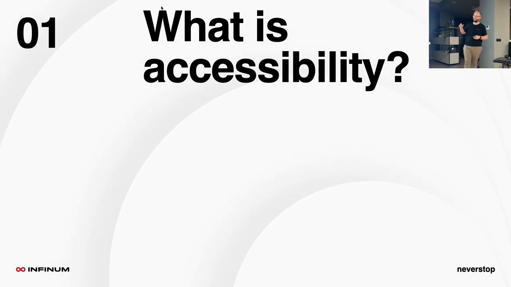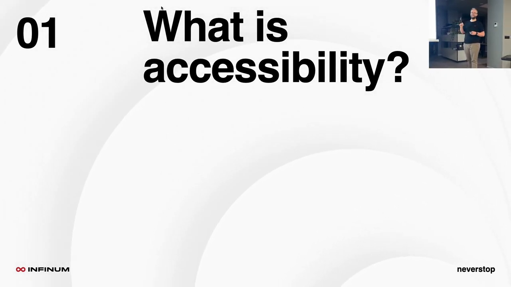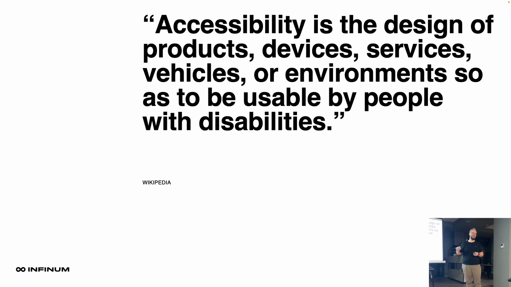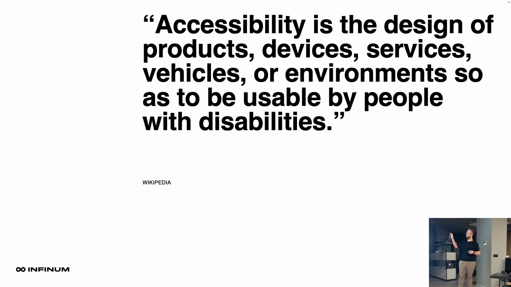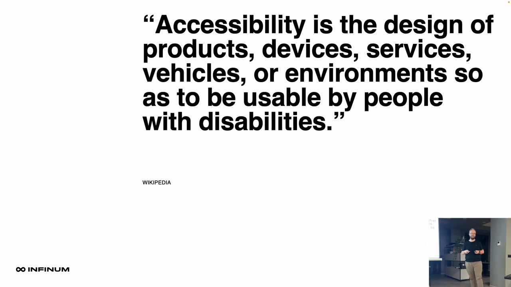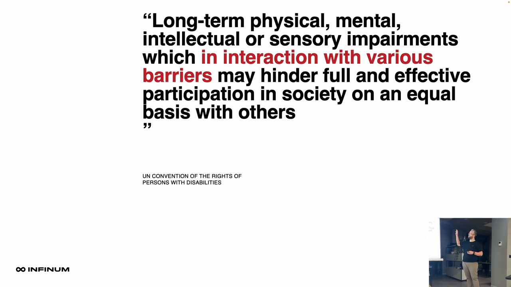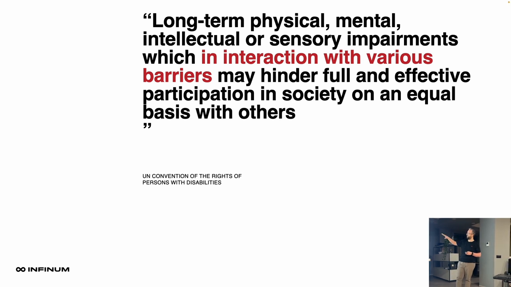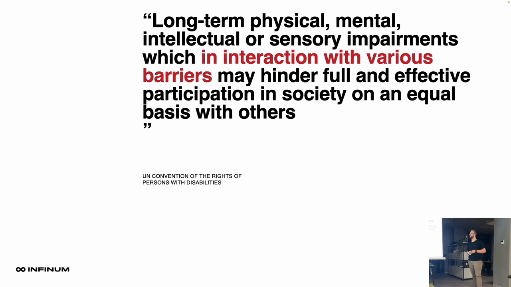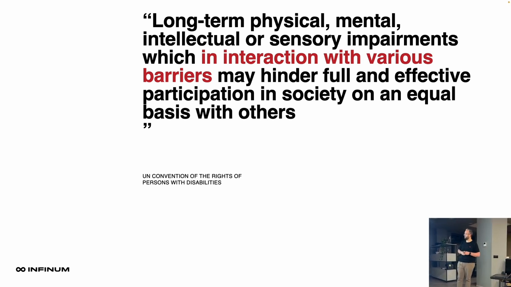So first off, let's go very dry. What is accessibility by legal definition, of course, taken from Wikipedia? Accessibility is the design of products, devices, services, vehicles, or environments as to be usable by people with disabilities. Or to go even more precise, from the UN Convention of the Rights for a Person with Disabilities, it is a long-term physical, mental, intellectual or sensory impairments, which in interaction with various barriers may hinder full and effective participation in society on an equal basis with others.